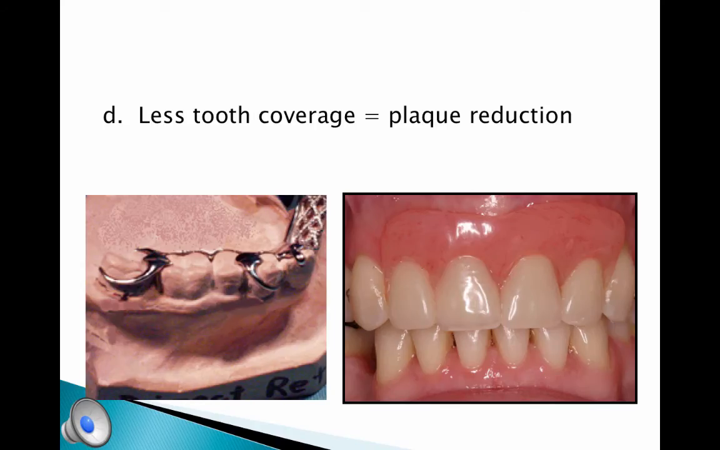The rotational path permits reduction of tooth coverage, eliminating direct retainer arms, thereby reducing possible plaque accumulation in the area and possible decay.